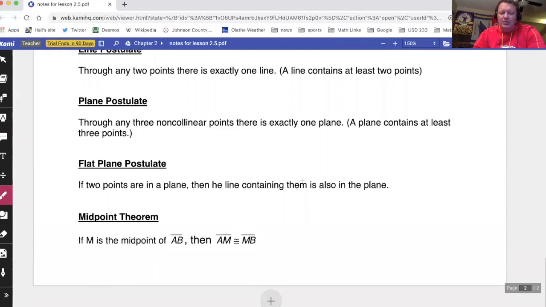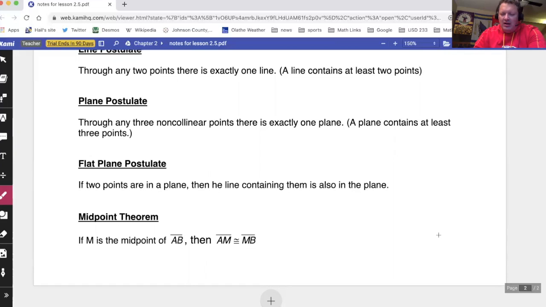Okay, the 2 more. The flat plane postulate: if 2 points are in a plane, then the line containing those points is also in the plane, sort of a little common sense thing there. We've seen some visuals of that already. And then another one that we've actually already done in this class, the midpoint theorem. If M is the midpoint of segment AB, then segment AM is congruent to segment MB.